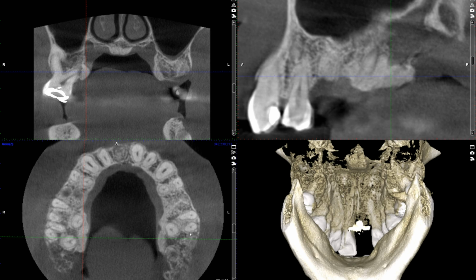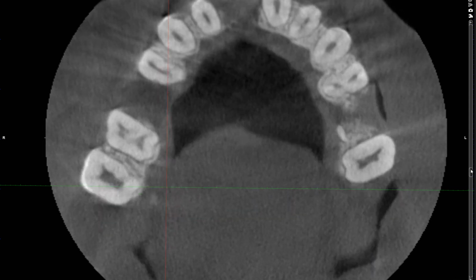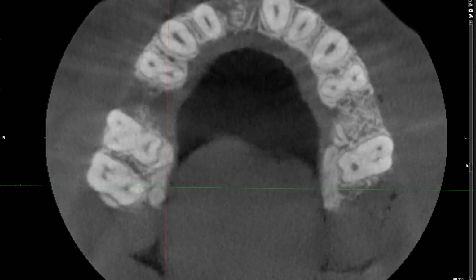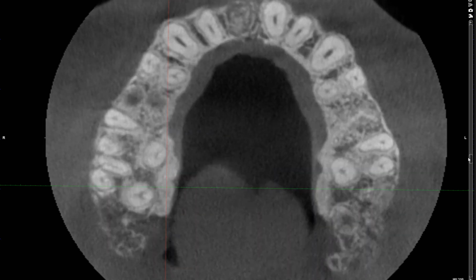And that's what we have today. So to best demonstrate that, I'm going to show you, first of all, through the axial view of the CBCT scan. So as I go up and down of this maxillary arch, where do you see the thickening of the palatal cortical plate?